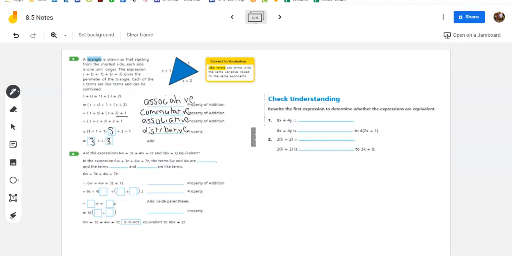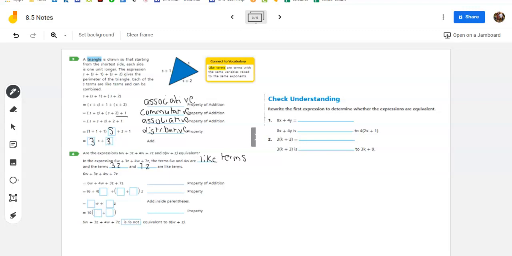Let's look at 4. Are the expressions 6W plus 3Z plus 4W plus 7Z and 8 in parentheses X plus Z equivalent? And the expression 6W plus 3Z plus 4W plus 7Z. The terms 6W and 4W are like terms. They are like terms because they have the same letter at the end. And the terms 3Z and 7Z are like terms. We can add like terms together.